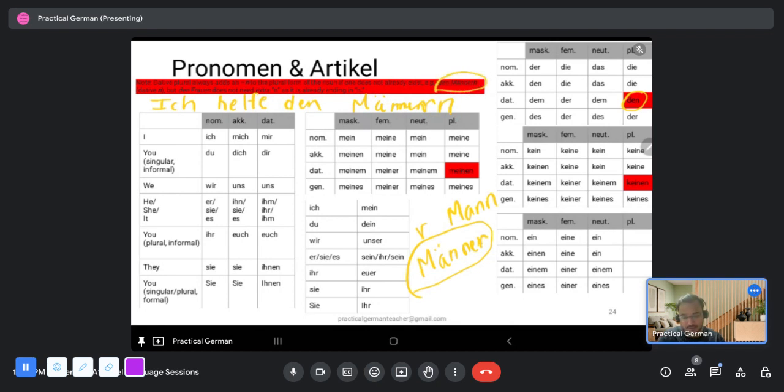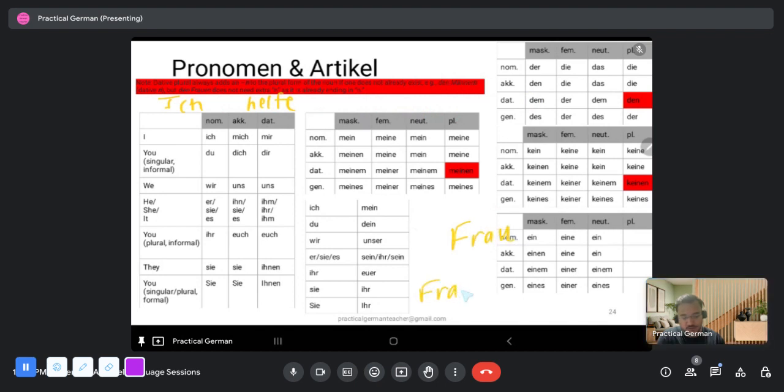Makes sense, right? Now if I'm saying ich helfe, instead of men, I say I'm helping the women, so what is woman in German? Frau, plural Frauen. So it is already ending with the sound of n, right? So I don't have to add the sound of n to it because it is already ending with n, is what I'm trying to say. I hope it made sense to you.